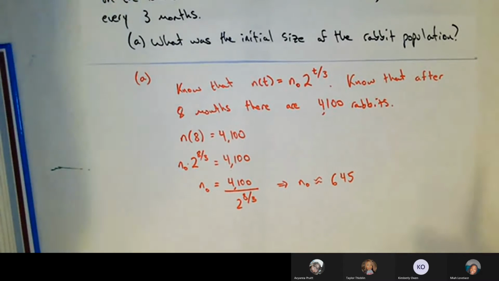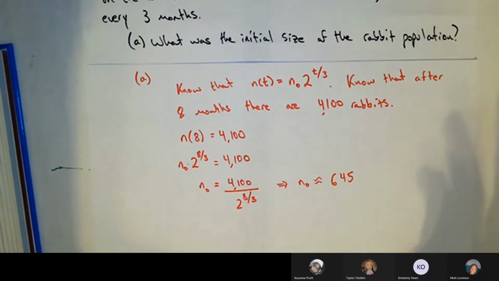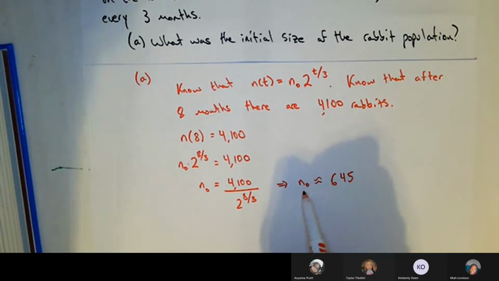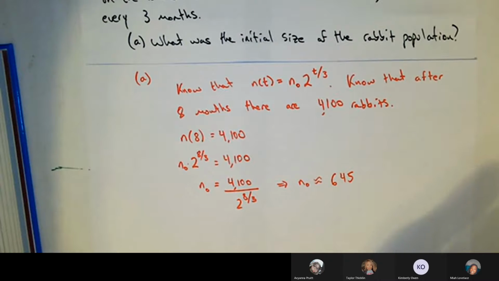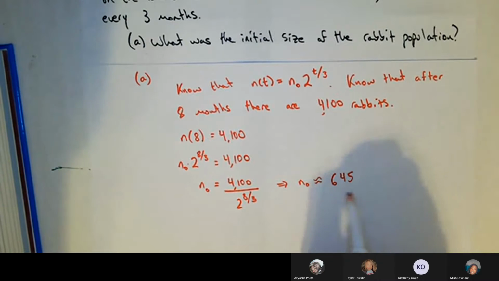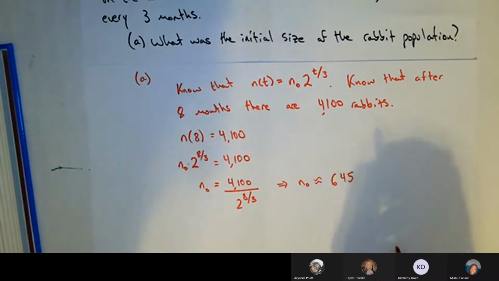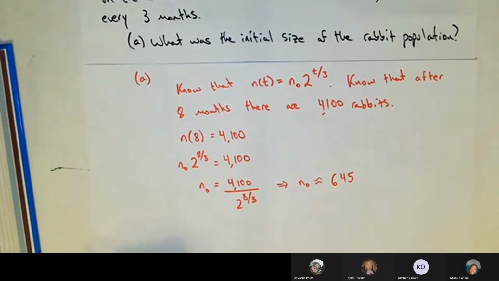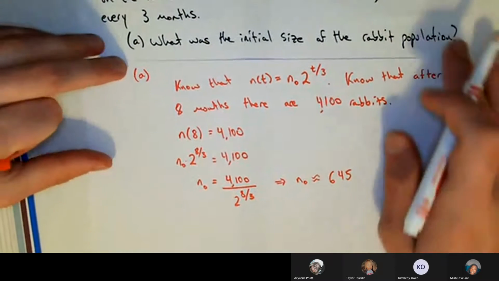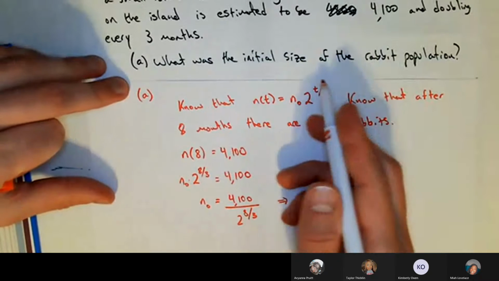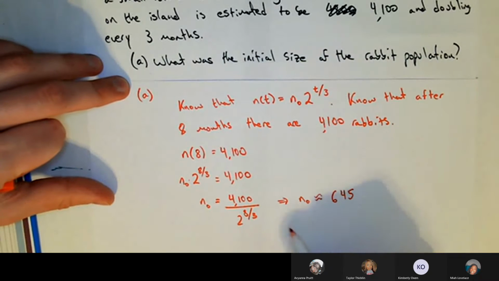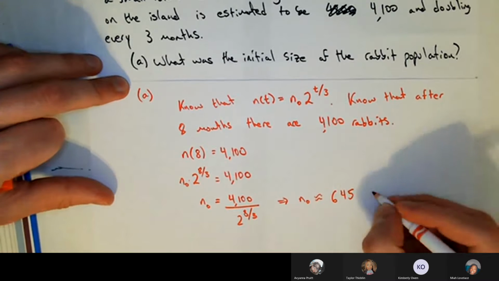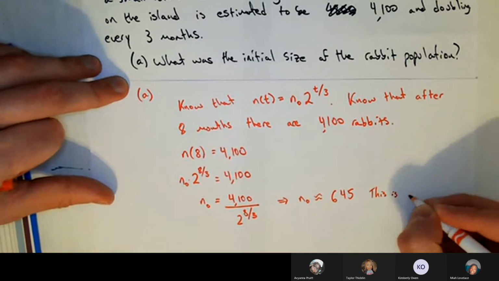You definitely don't want a decimal, by the way. I kind of brushed over that fact, but this is supposed to be a population of rabbits. You can't have fractional rabbits, right? So you always have to round to a whole number. Okay, so now we have our n naught. That's what part A was asking. What was the initial size of the rabbit population? There it is. This is the initial size 8 months ago.